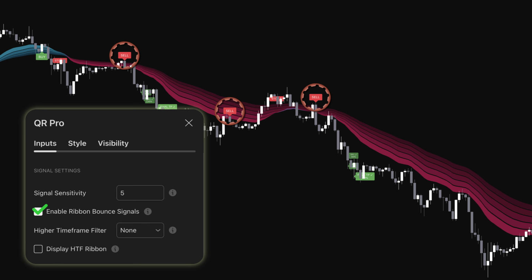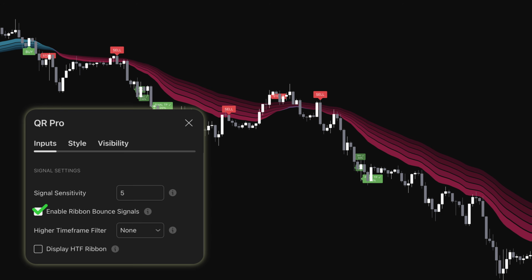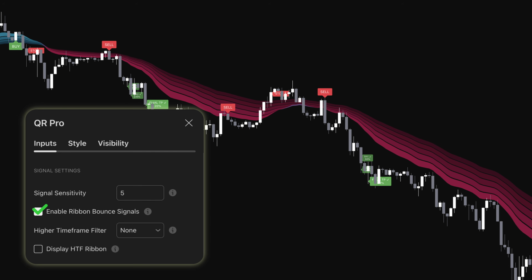Toggle this on in settings and the indicator switches from breakout style entries to pullback style entries. Some traders prefer one, some prefer the other. Now you have the choice.